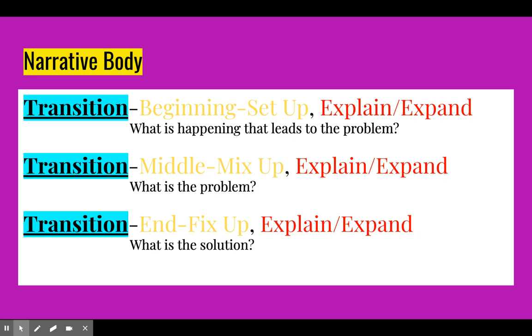So in a narrative body paragraph, like I said, we want to, of course, have our setup, our mix-up, and our fix-up, which is the beginning, middle, and end. And for each one of these, we want to explain and expand and give more detail. But look at what we have to have at the beginning of each part here. We need to have a transition word or a transition phrase, okay? And you're going to go, what's that transition? Well, let's take a look at what transitions are.